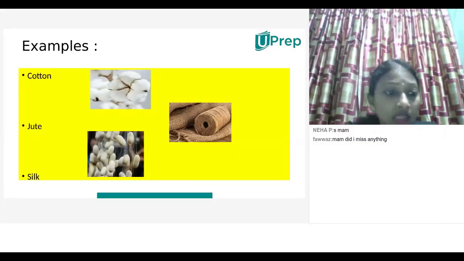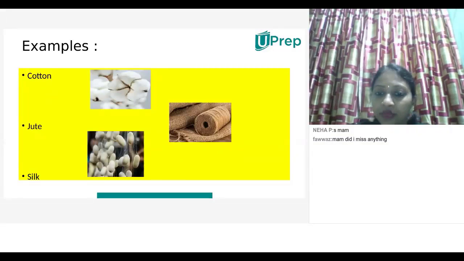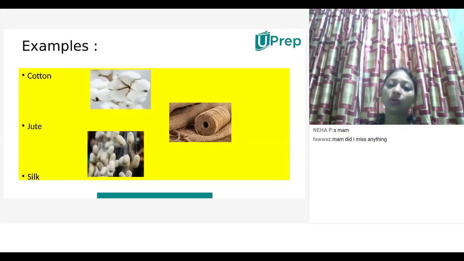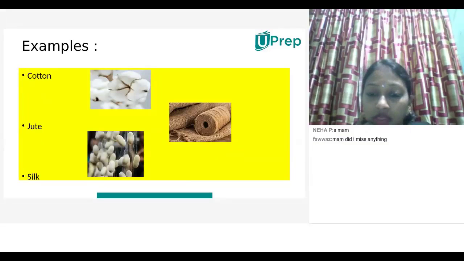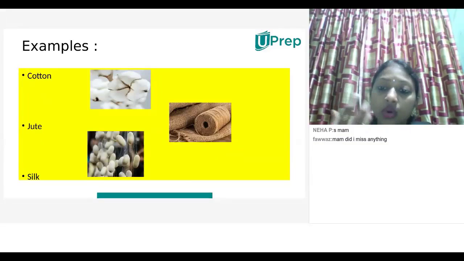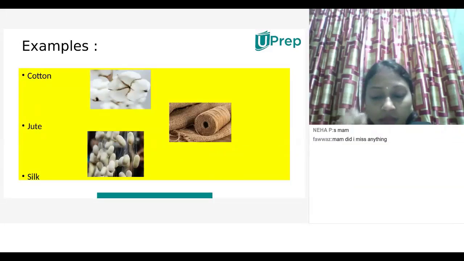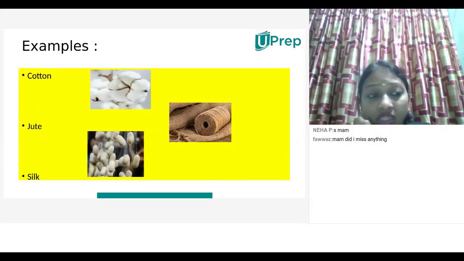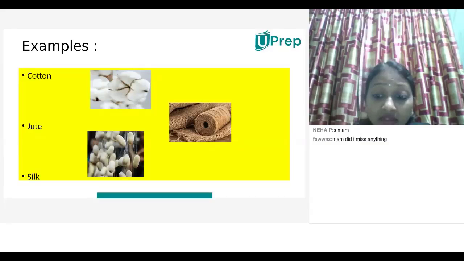So these are the examples of plant fibers. One is both plant and animal fibers. One is cotton, jute, and silk. Especially we know how the cotton is obtained, how the cotton is treated into fine fibers, and how it is treated into fabrics, and the same way jute also.